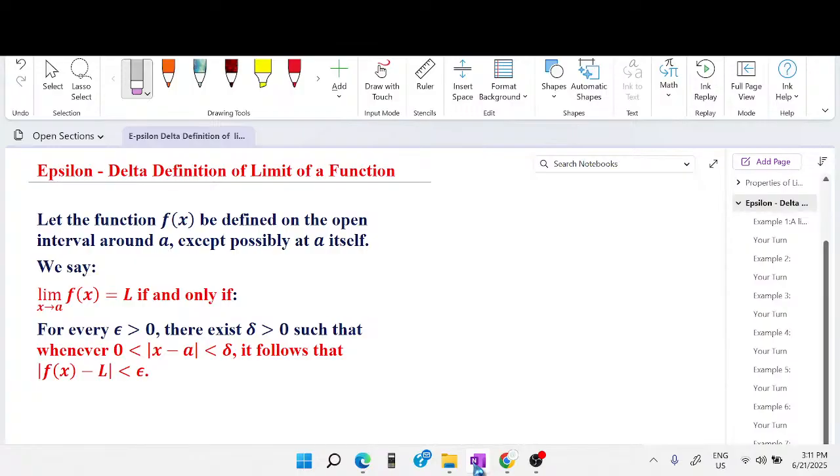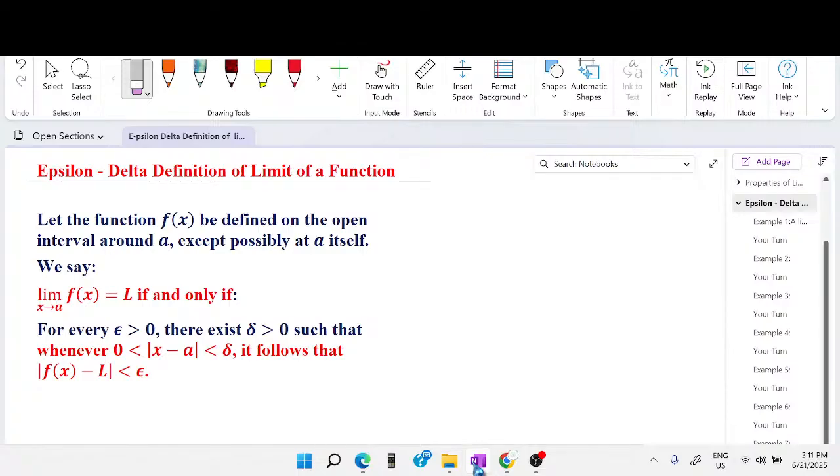Then we'll look into how we can use this definition, that is the epsilon-delta, to prove the given limits of a linear function, a quadratic function, and a cubic function.